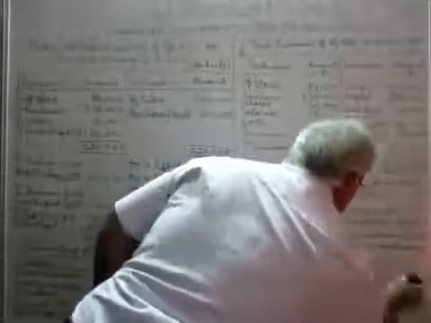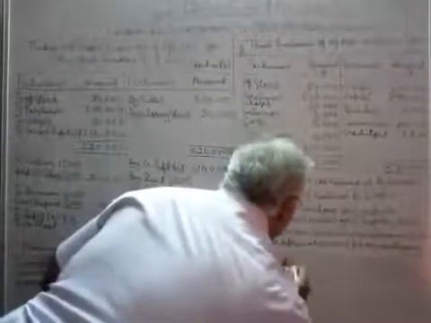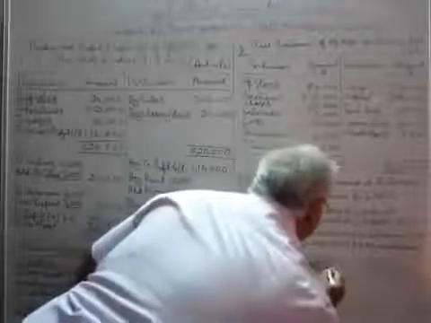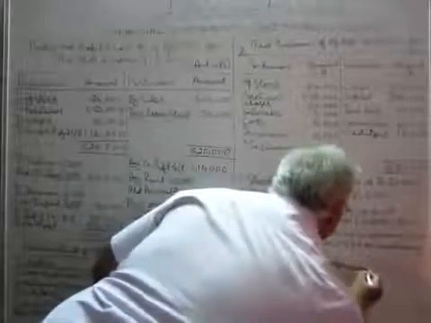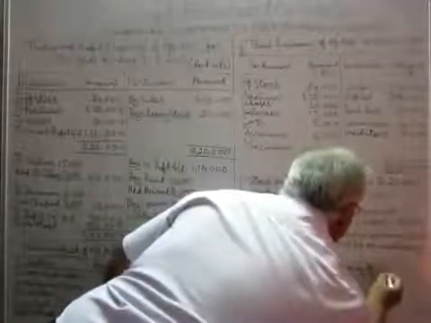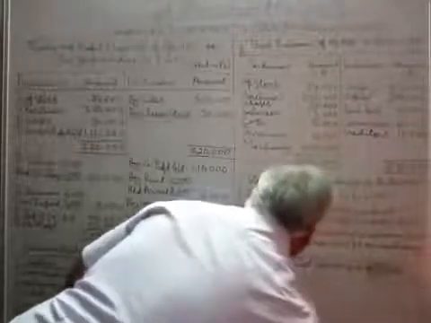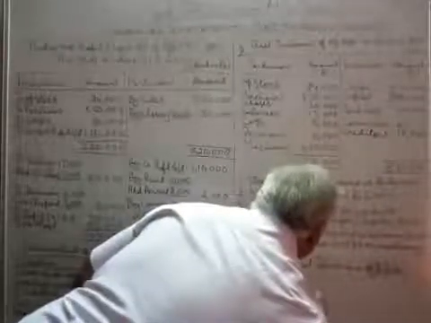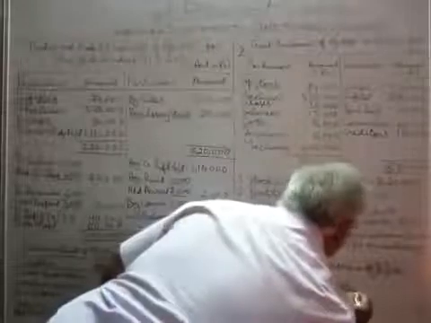Naturally, prepaid insurance is an asset. It shall be debited. So, prepaid insurance account debited, 3,000, to insurance account, 3,000.